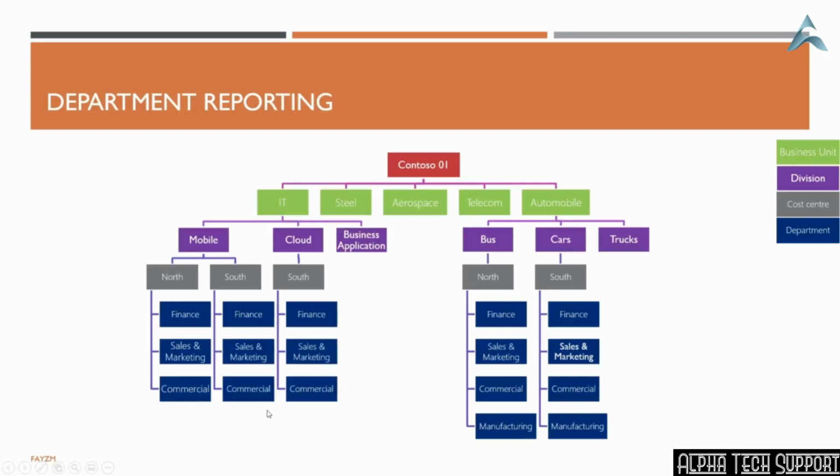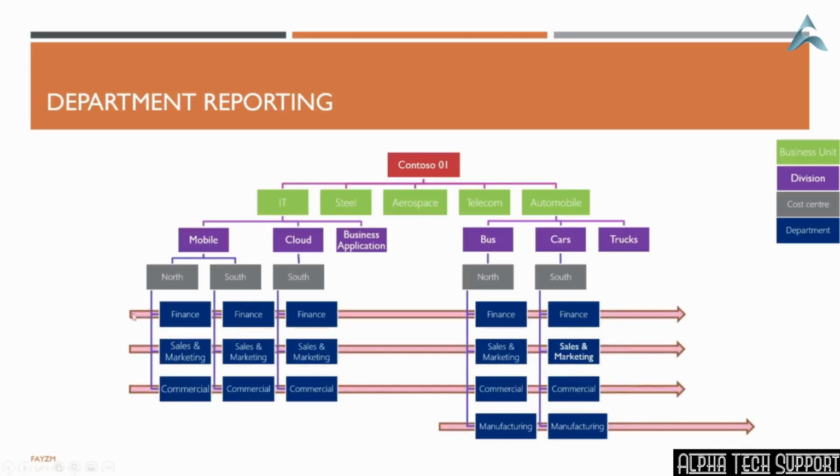So to satisfy the reporting requirements for these department heads, you can actually pull out reports based on the lowest level by pulling out a report which looks at each of the departments that exist within all of the cost centers, divisions, business units within the company, Contoso company. And basically pull out a report for finance, let's say to look at all the expenses that have been incurred for the finance team across the company. And you can also say that if I want to look at only finance for mobile, run the report which pulls out both for north and south and for mobile division.